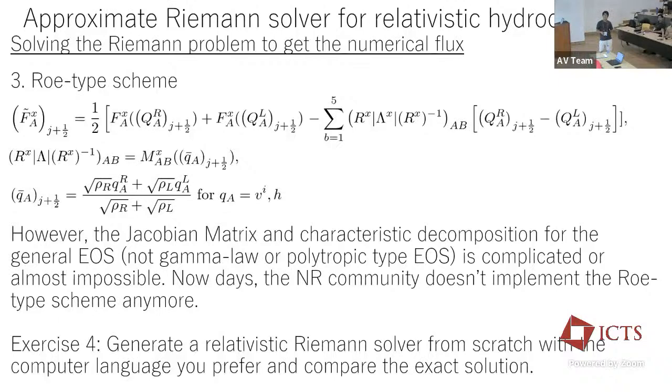So now is the time for lunch. The exercise for today or tomorrow is to write a relativistic Riemann solver from scratch for relativistic hydrodynamics. Relativistic MHD is too much, so please write code from scratch for a relativistic Riemann solver in the hydrodynamics case and compare it with the exact solution. You will write the code in a Python script, as in yesterday's exercise.